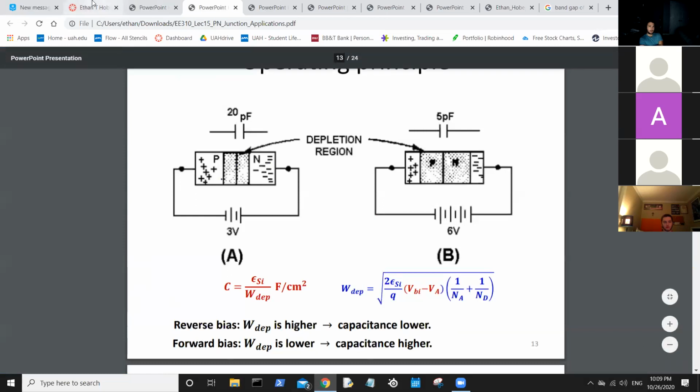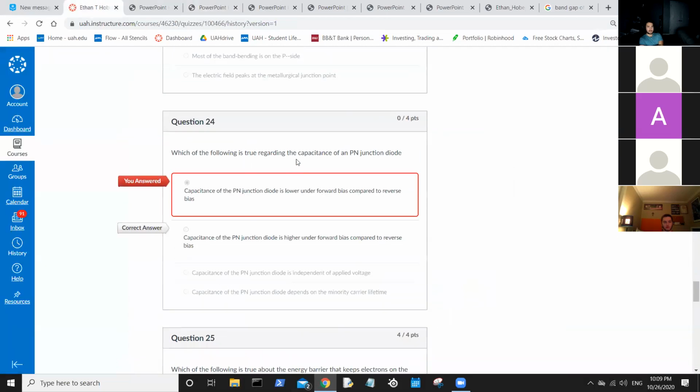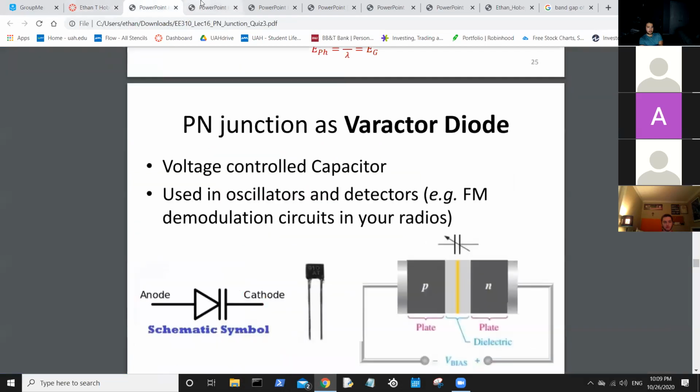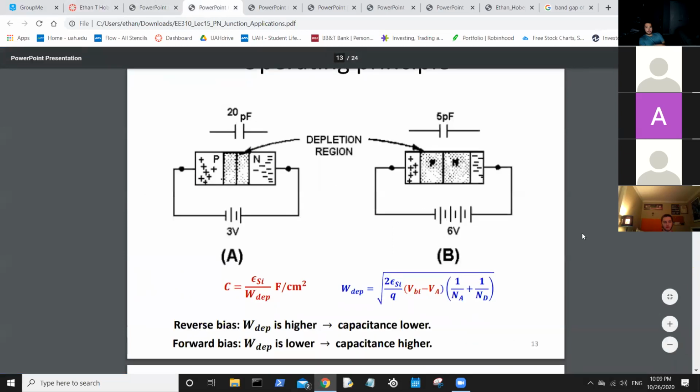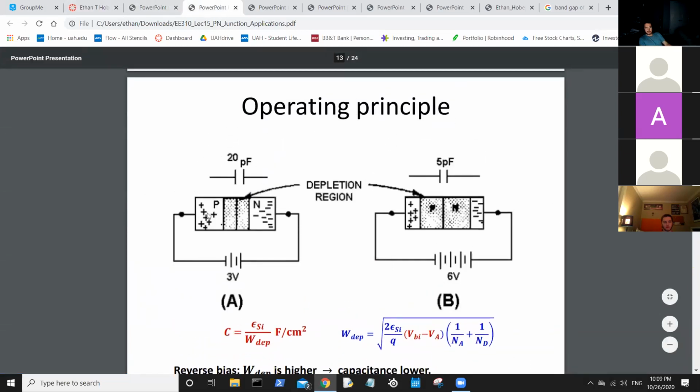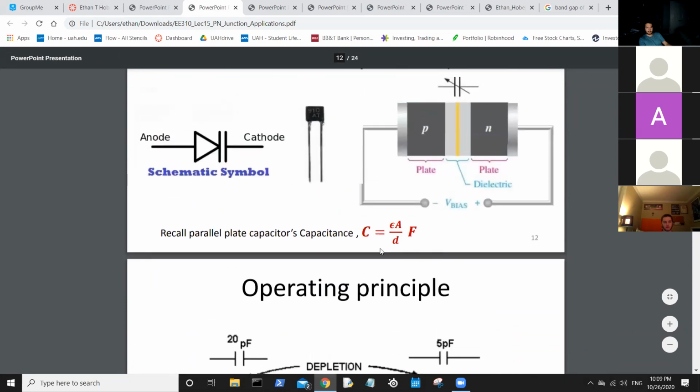Which of the following is true regarding the capacitance of a PN junction diode? The correct answer here is the capacitance of a PN junction diode is higher under forward bias compared to reverse bias. Well, let's look at the visual reasoning. So here's a higher capacitance. Why is this a higher capacitance? We can just look at this. This is all we need to see here.